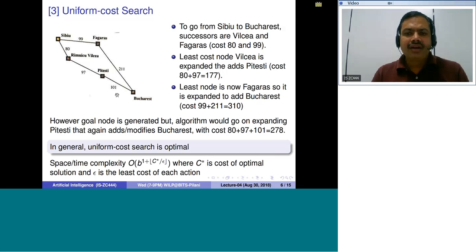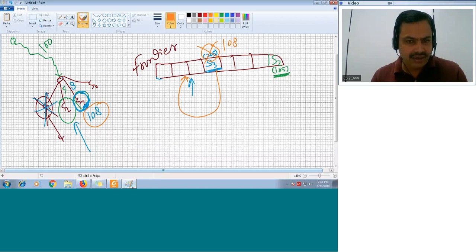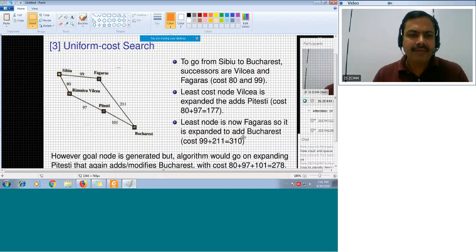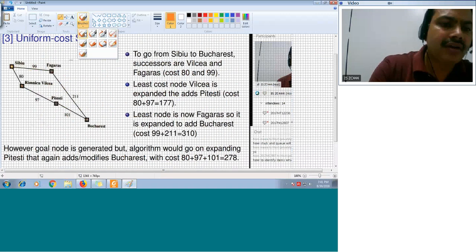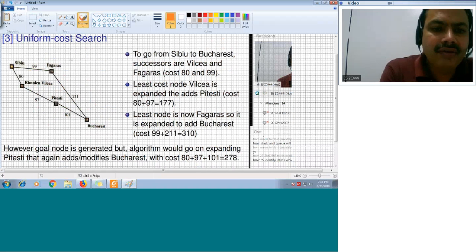Let's assume that I want to come from Sibiu to Bucharest. What are the successors of Sibiu? There are two successors, Rimnicu Vilcea and Fagaras. There are two places that we can go, and they have the path costs 80 and 99. So what would happen, since you are putting Fagaras and Vilcea into the frontier? Initially in your frontier there would be only Sibiu.